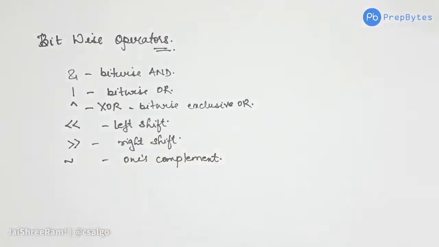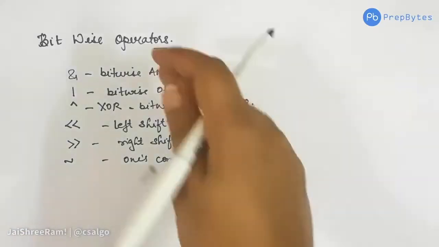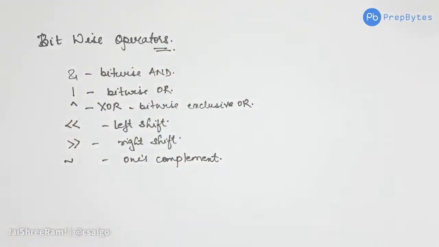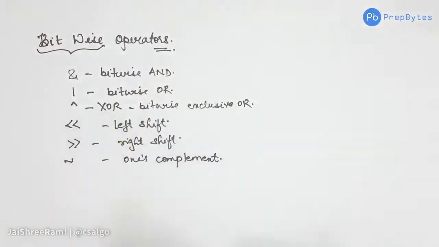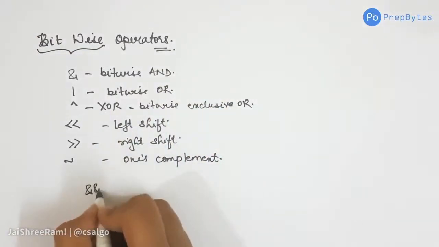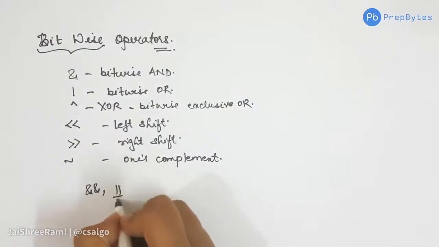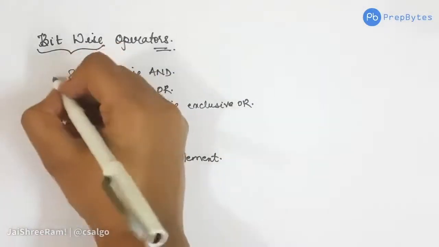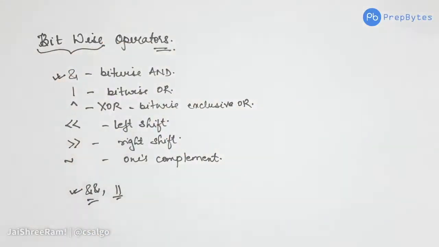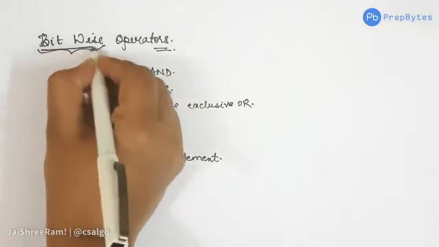Okay, so one by one we will see what these operators are. Why do we call these bitwise operators? We have also seen the logical operators AND and OR. There is a difference between these operators: this is double ampersand and this is single ampersand. So make sure that you don't get confused. As the name suggests, bitwise.